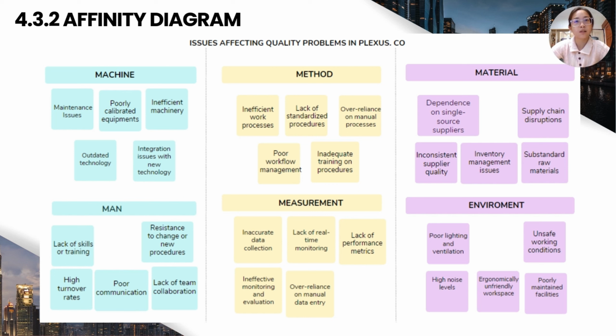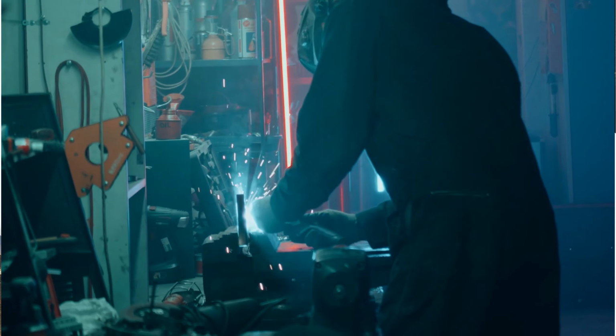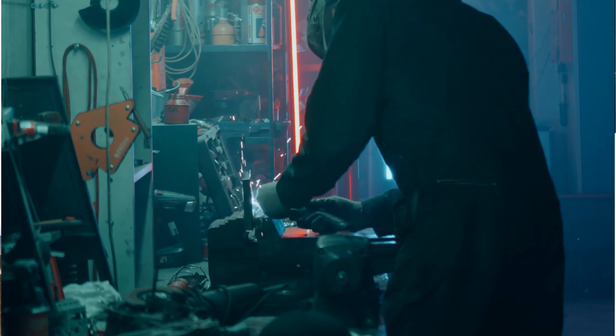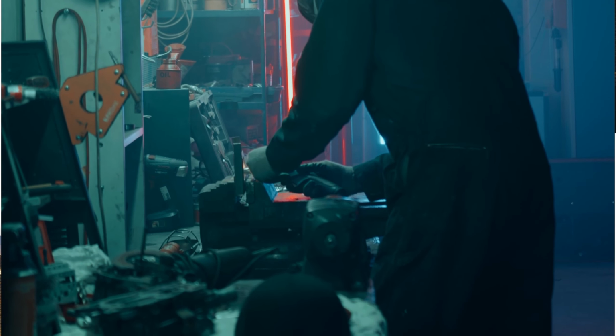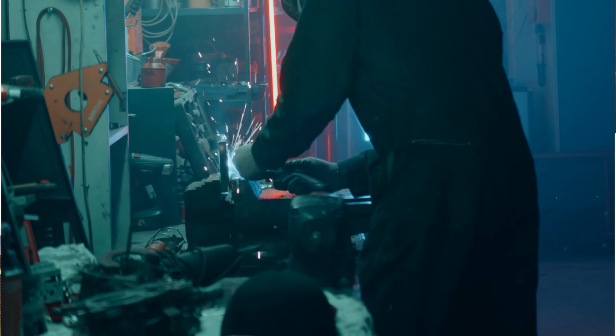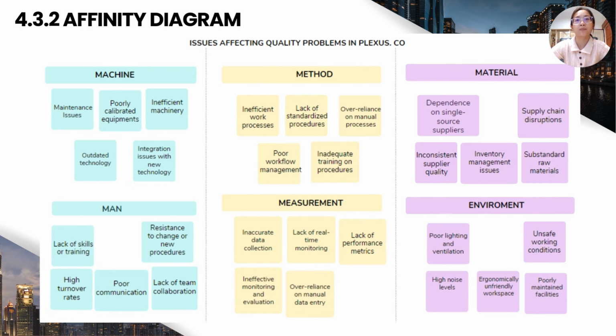For the measurement categories, which are inaccurate data collection, lack of real-time monitoring, lack of performance metrics, ineffective monitoring and evaluation, and over-reliance on manual data entries. For the material categories, dependence on single source suppliers, supply chain distribution, inconsistent supply qualities, inventory management issues, and substandard raw materials. In the environment category, which are poor lighting and vandalization, unsafe working conditions, higher noise levels, ergonomically unfriendly workplace, poor maintenance facilities.